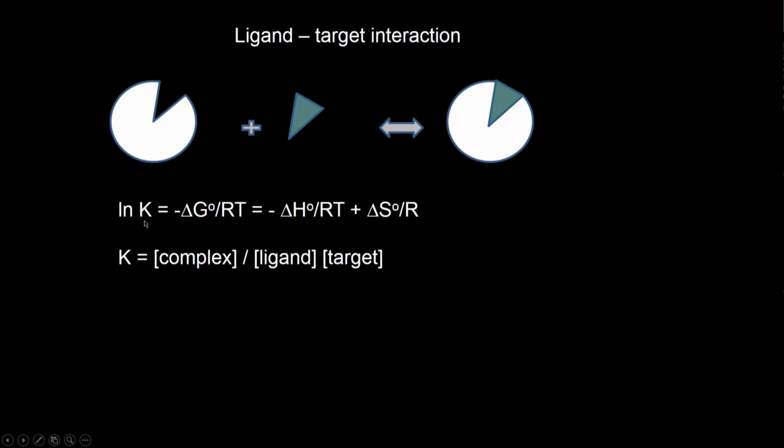So, if you look at thermodynamics, ln K is equal to minus delta G0 by RT. Delta G0 can be written as delta H0 minus T delta S0. Now, this K, the equilibrium constant, is the concentration of complex divided by the concentrations of ligand and target. You must have studied this long time back in thermodynamics. This is very standard. So from delta G we should be able to calculate K from this equation.